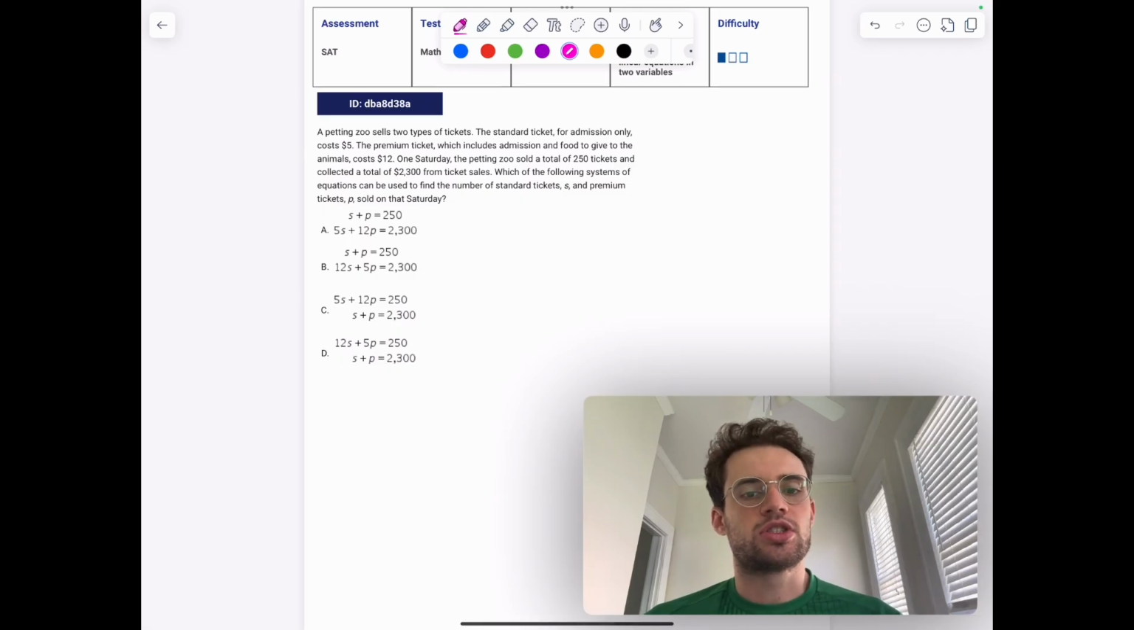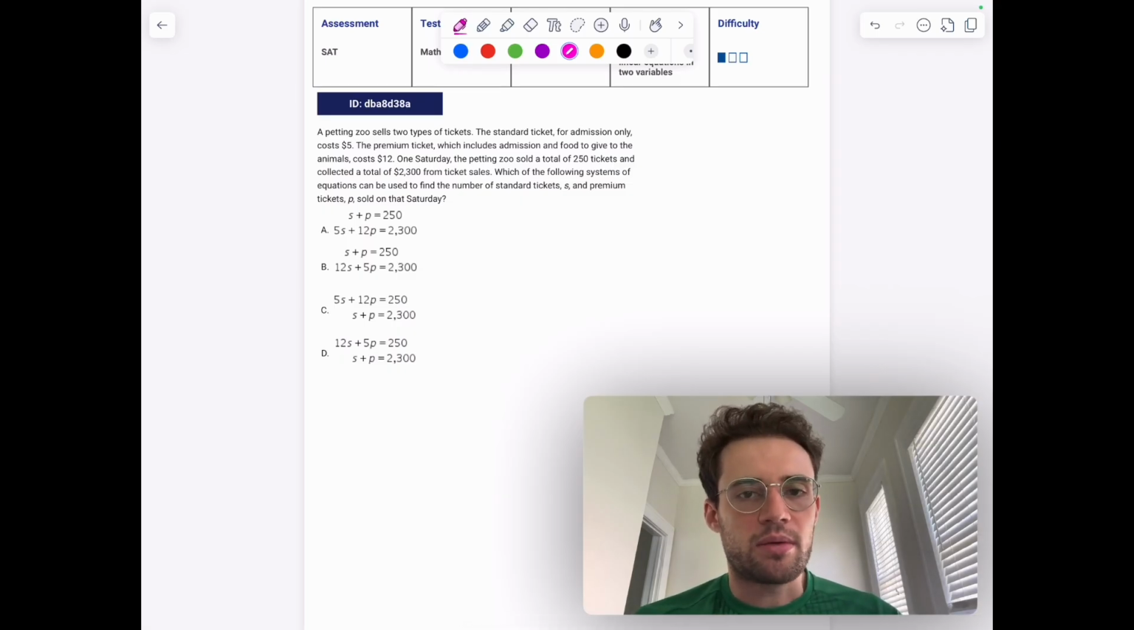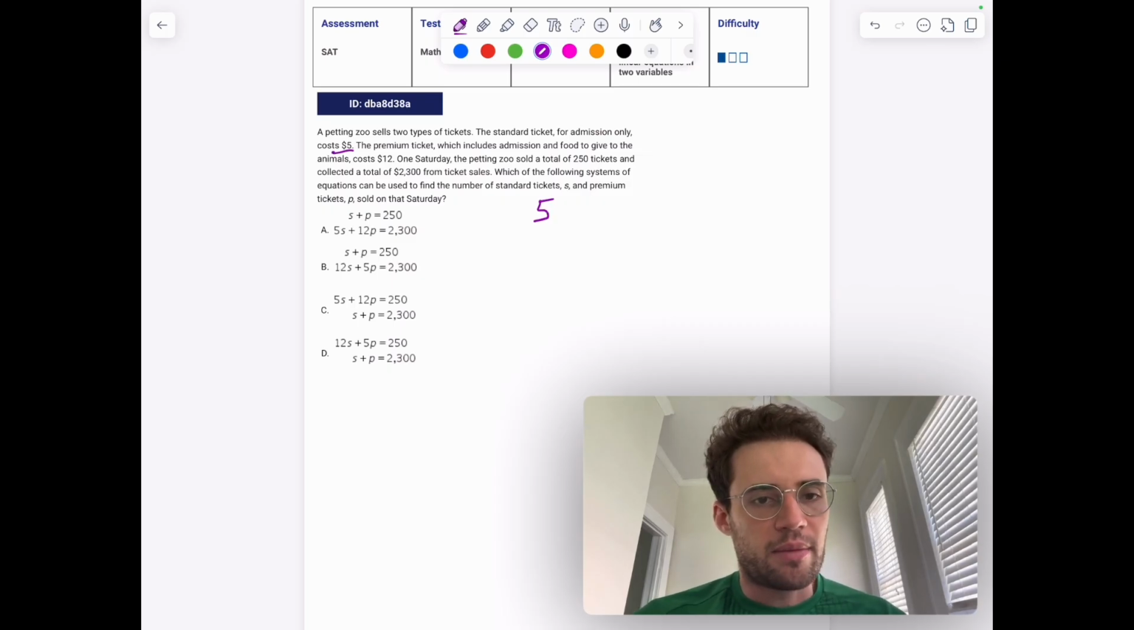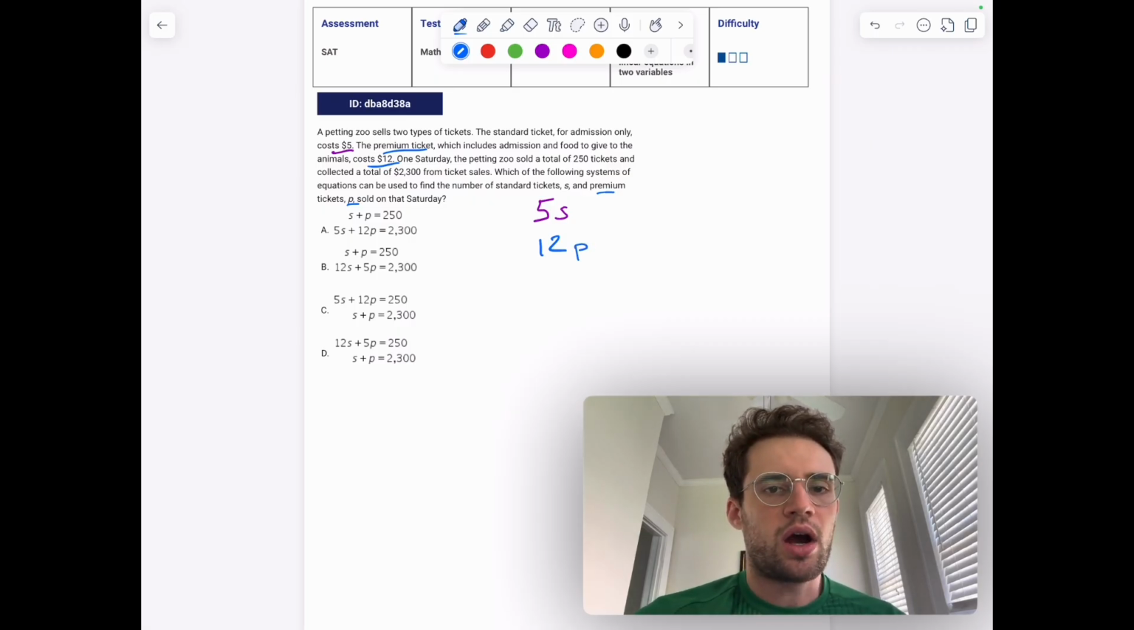A petting zoo sells 2 types of tickets. The standard ticket for admission only costs $5. Right, so it's $5 for that ticket. And the premium ticket, which includes admission and food to give to the animals, costs $12. So premium is $12. One Saturday, the petting zoo sold a total of 250 tickets and collected a total of $2,300 from ticket sales. Which of the following systems of equations can be used to find the number of standard tickets S, so that goes with the $5, and premium tickets P, that would go with the $12 on that Saturday?